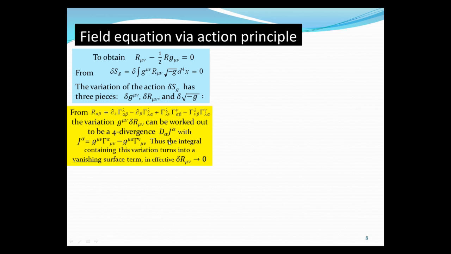But because it's a full divergence, when you take the integral, it turns into a surface integral. And for a large surface, the surface integral always vanishes at the boundary. So this variation leads to nothing, just 0. Therefore, we can ignore the variation of the Ricci tensor. So only these 2 terms remain, and the non-trivial part is this part.